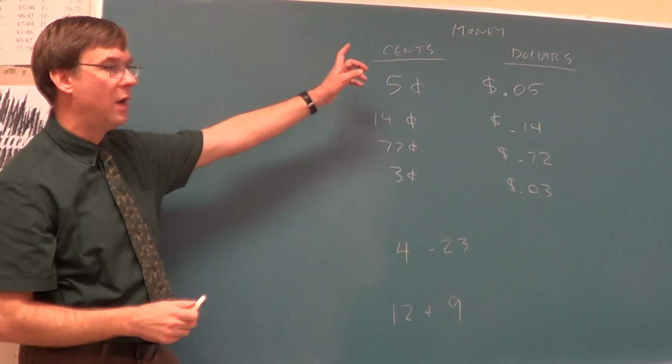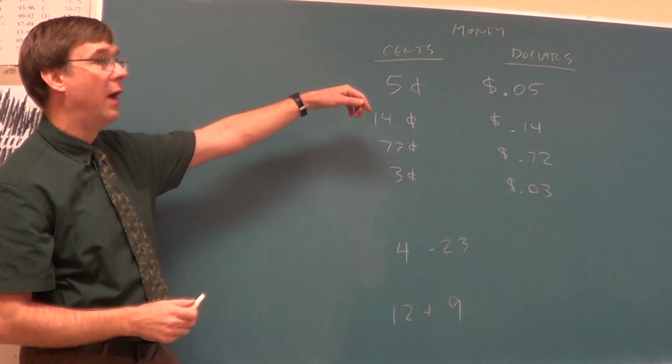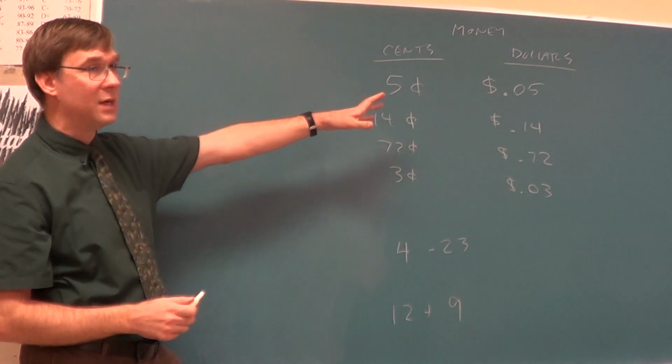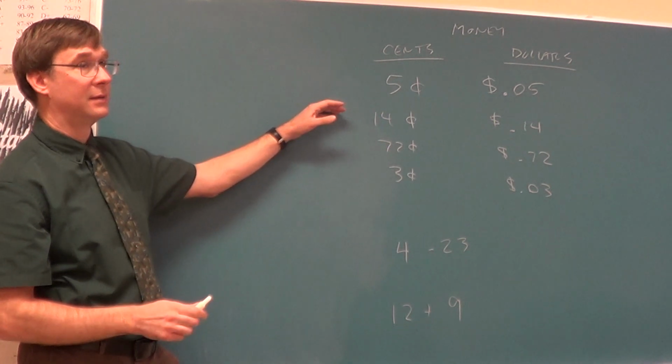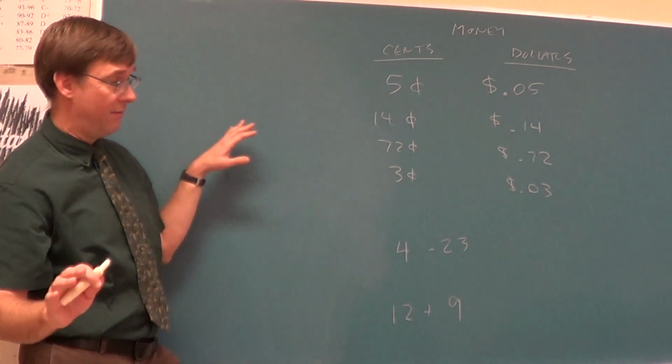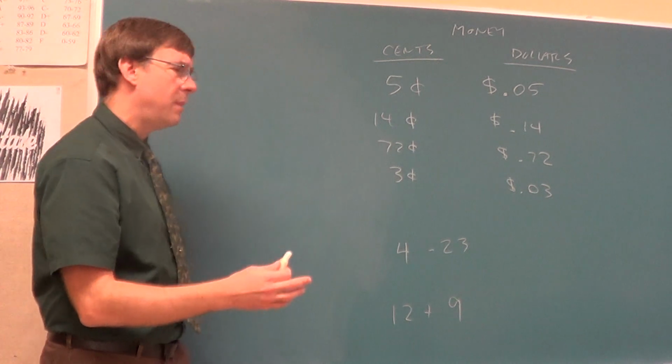But again, the important concepts: cent sign's always on the right, dollar sign's always on the left. Dollars always has a decimal, and cents never has a decimal. In the homework, they'll give you some mixed money problems.